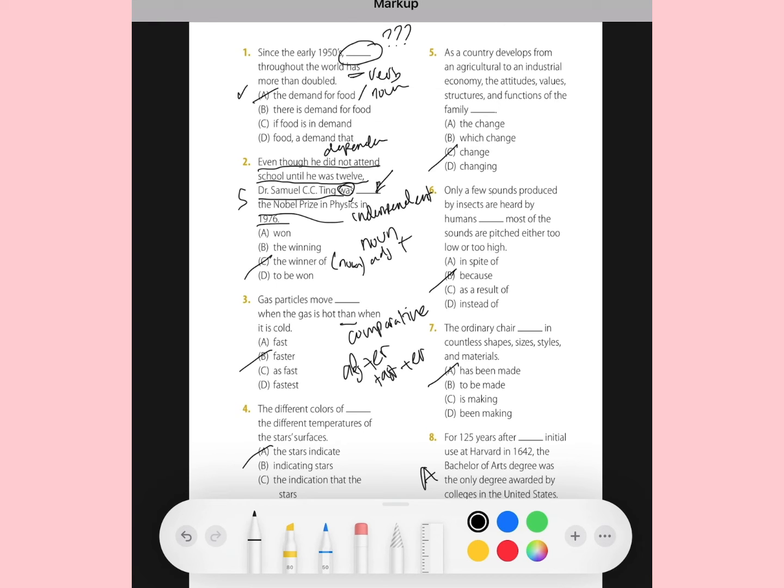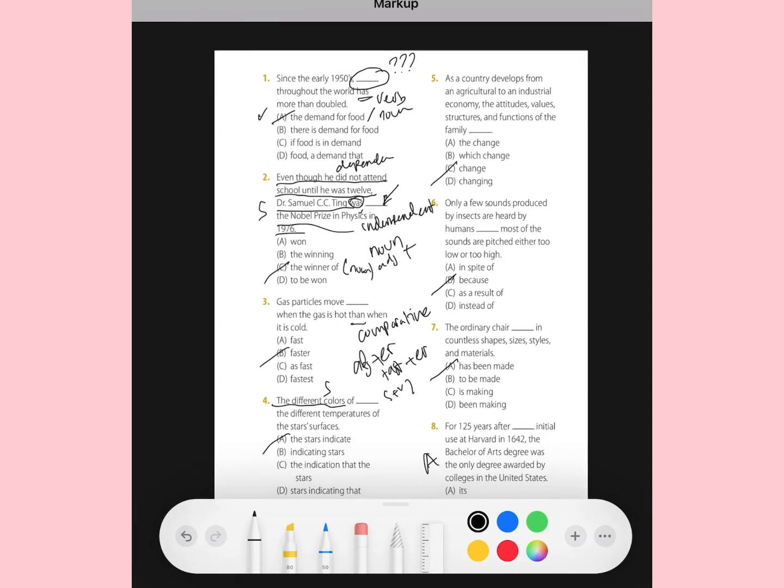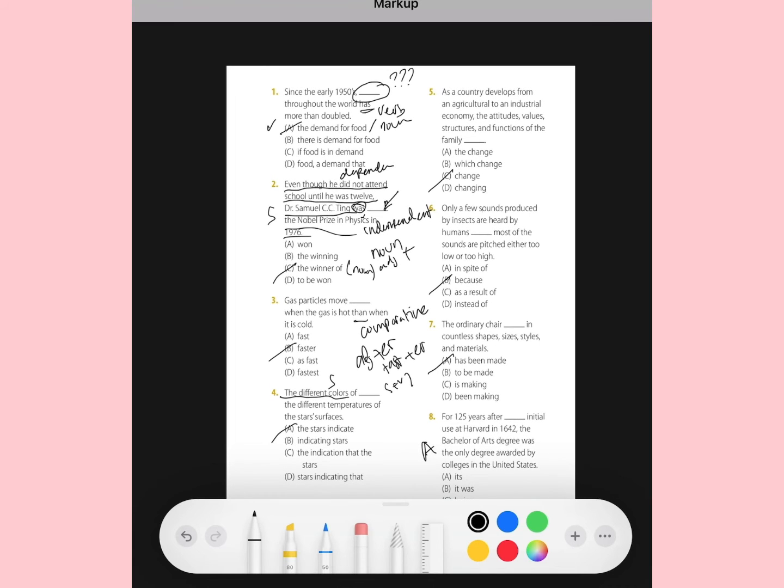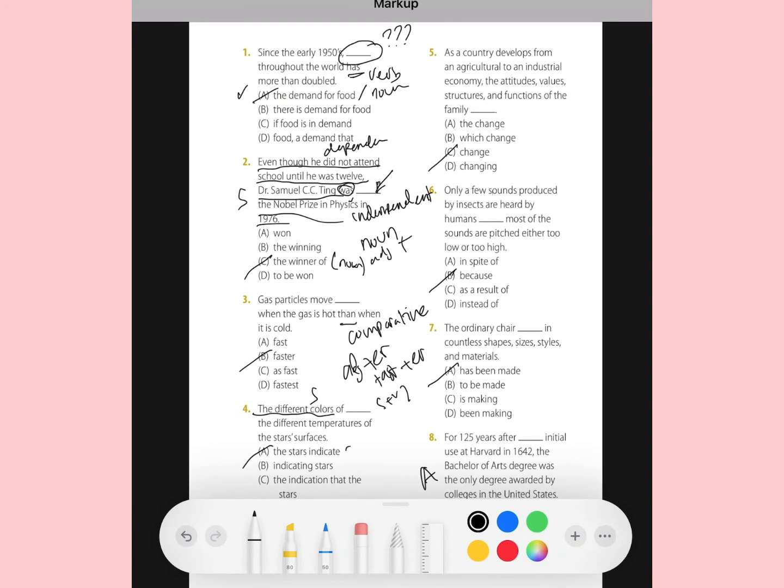The different colors of blah blah blah, the different temperatures of the star's surfaces. Now, do you see any subject or verb? No, I don't see it. Well, I see only the subject, I guess. Yes, the subject is different colors. Well, I don't see the verb. Can you guess which one is the verb in A to D? Yes, that's indicate. That's the verb. That's great. You can answer that. Okay, let's move on to number 5.